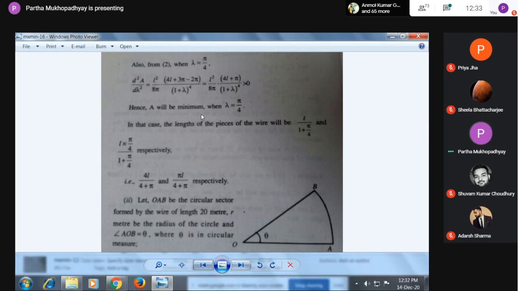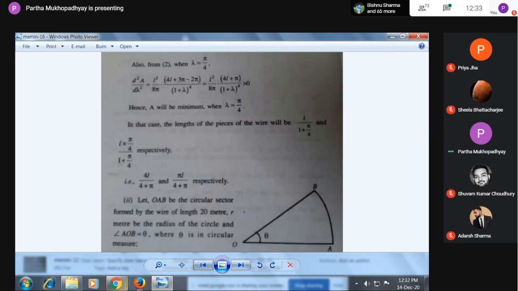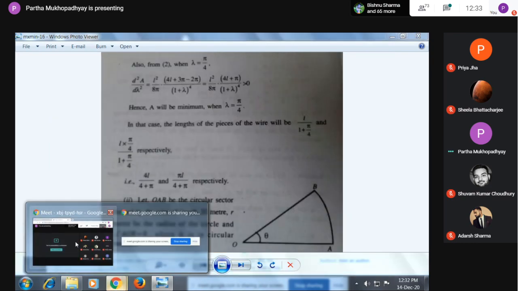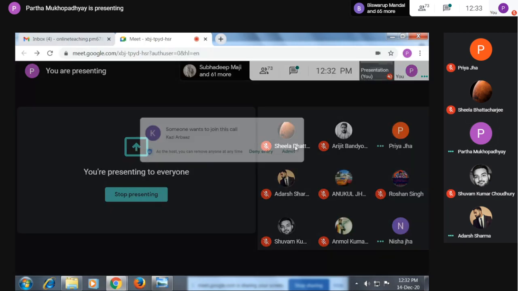Okay. So, at this value, lambda is equal to pi by 4, A is minimum. By the condition of maxima minima, that will be minimum. What is the minimum value? Minimum value, you put here at A, in this expression you put lambda is equal to pi by 4, you will get the minimum area, okay? Now, any question? No, sir.